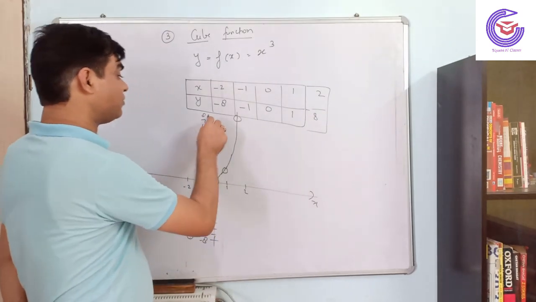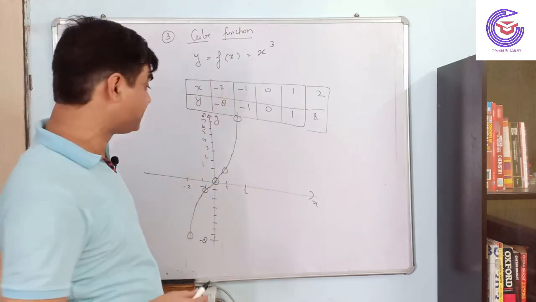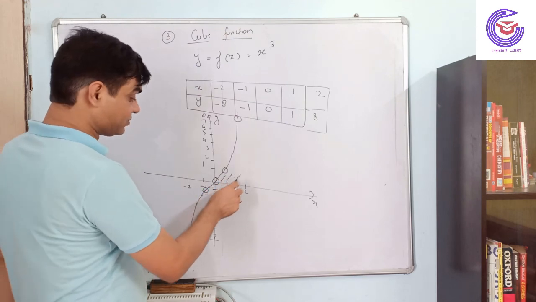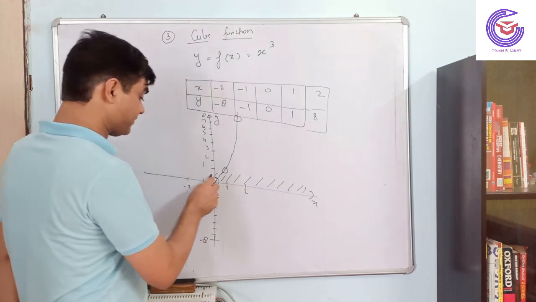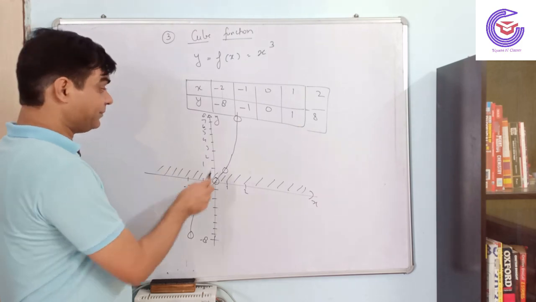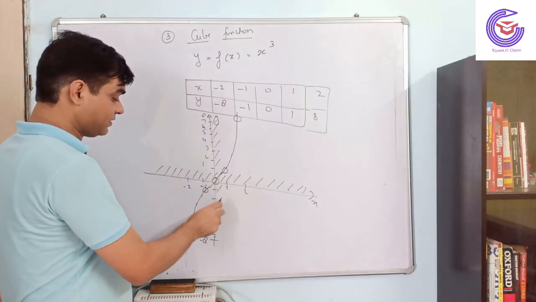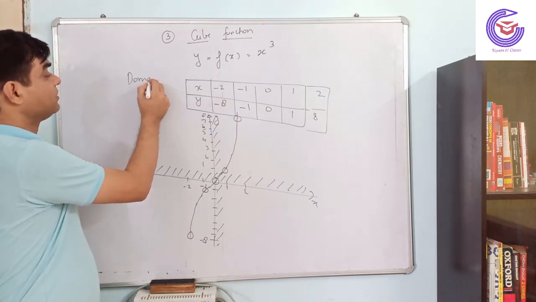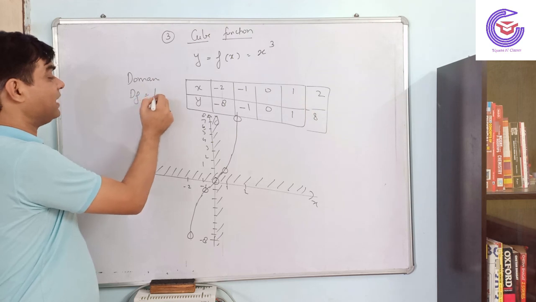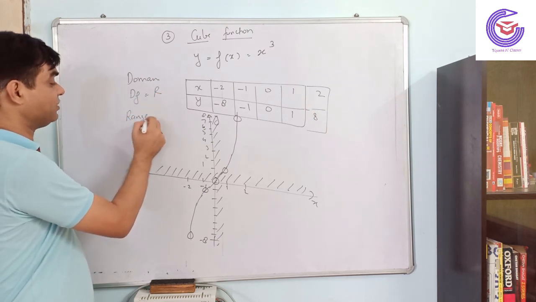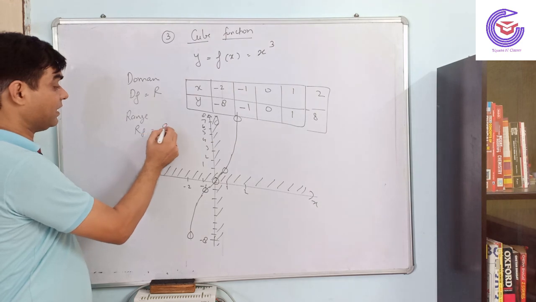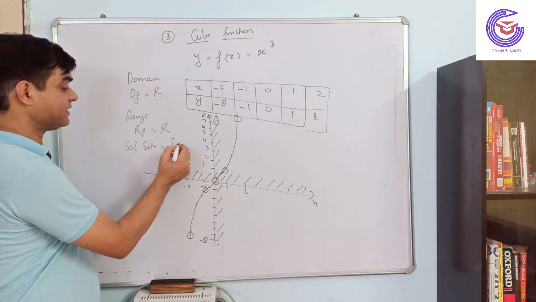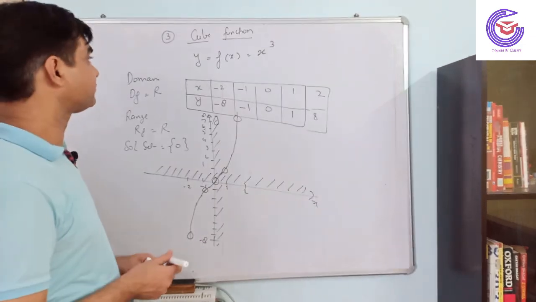Okay. Now what will be the domain and range of this function? Let's take the projection of this graph on the x-axis and y-axis. This is the projection on the x-axis and the projection on the y-axis. So what is the domain of this function? The domain of the cubic function is equal to R and the range of the cubic function is equal to R. What is the solution set? The solution set is again, in this case, 0.